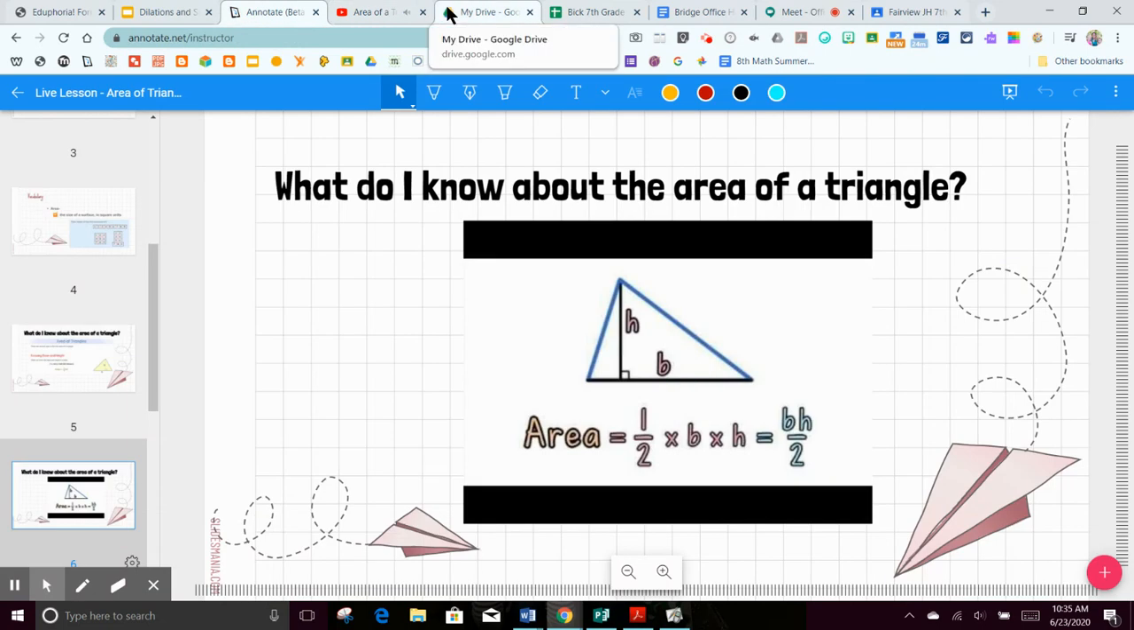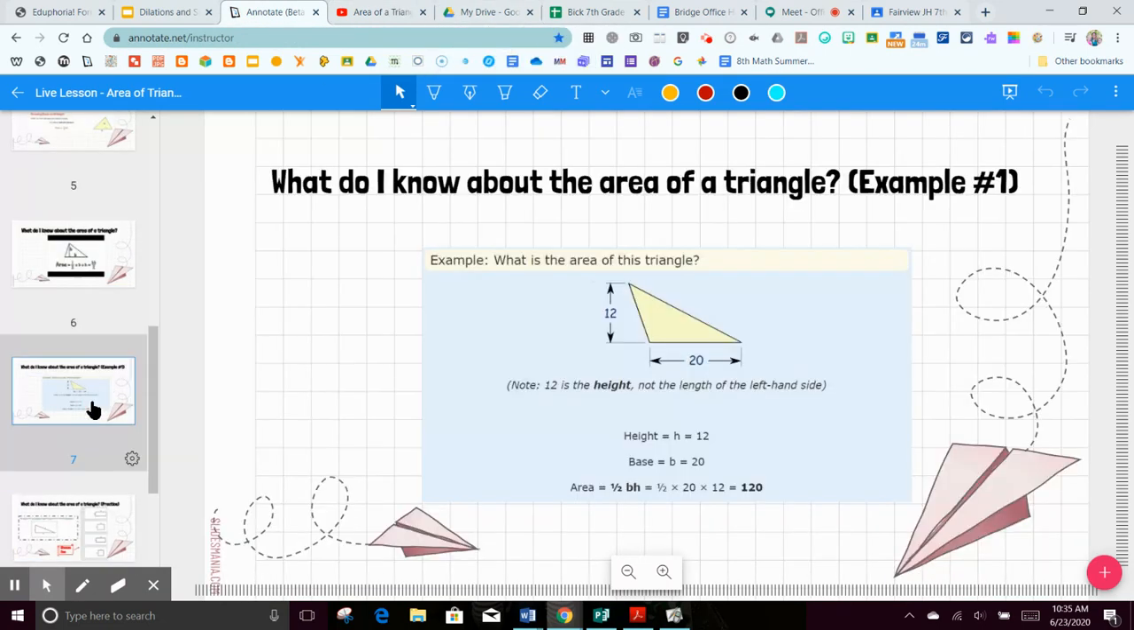Alrighty, so in that video, they gave us this example. Notice that the 12 is not the length of the side because they don't come together to form a right angle. So they gave you the height of the triangle way out here so that it would be perpendicular to the base, meaning it forms a right angle. They solved it both ways. First, they solved it with the formula 1/2 base times height, and they did 20 times 12, which is 240, and then divided by 2, which is 120. They just didn't show all their steps.